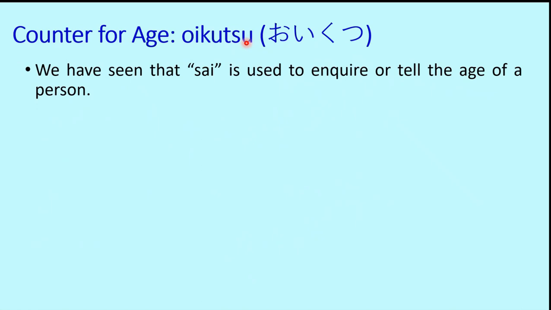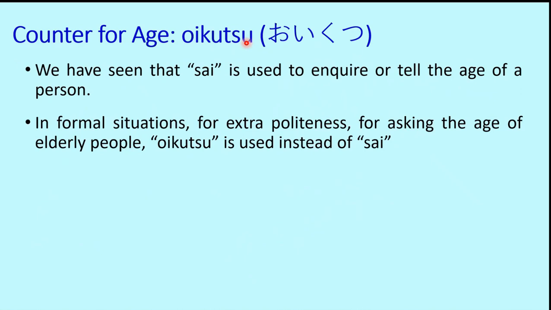So we have seen that sai is used to inquire or tell the age of a person. In formal situations for extra politeness, for asking the age of elderly people, oikutsu is used instead of sai. You know that o is used as honorific prefix. So the actual word is ikutsu, and o is added for extra politeness or to give respect to the person. So it becomes oikutsu.